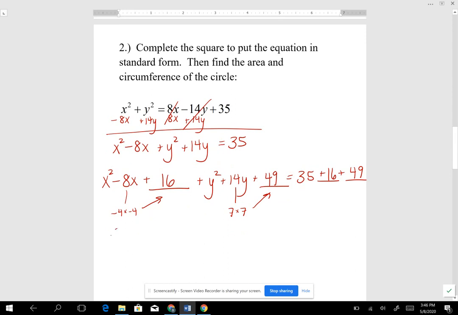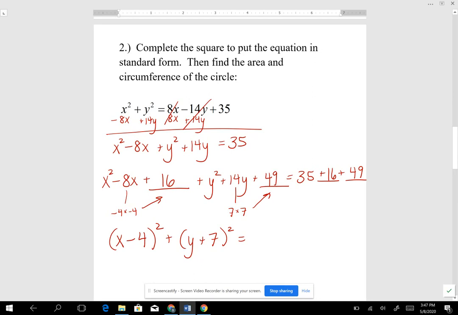And then I can factor it. What are the 2 things that I squared to get 16? What was the thing I squared? -4 squared was 16. -4 times -4. So that's what goes in my parentheses. What did I square to get 49? 7. 7 times 7 is 49. So that's how I can factor it.